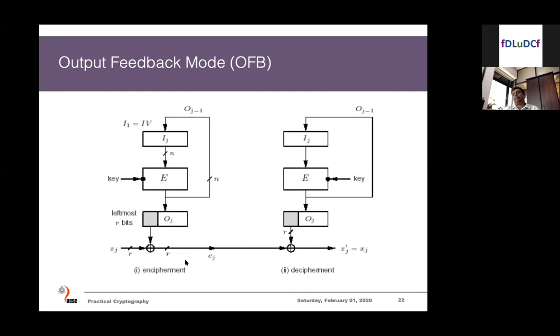So the cipher feedback mode and the output feedback mode operate sequentially. That means in order to operate on block X, we need to finish block X minus one first. So then we can finish round X. Then we need the output of X to finish round X plus one. So it operates sequentially. Cipher feedback mode and output feedback mode operate sequentially on the data.